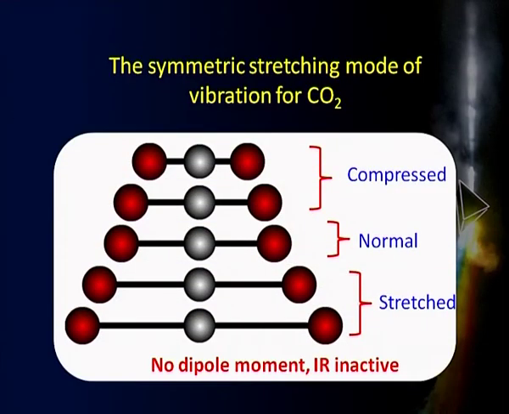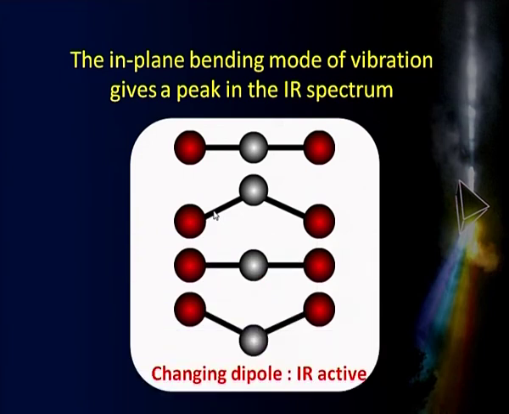Now, if you look at symmetric stretching, so that is my normal molecule here. So, this is contracting, expanding, further expanding, but both the bonds are contracting or expanding in the same way. So, in none of these orientations, the molecule has got any dipole moment. So, since there is no dipole moment, this mode is IR inactive. If you move to the vibrational modes, which are of bending nature, so this is in plane bending. So, this is a molecule here. If it bends like this, the dipole moment will be there.